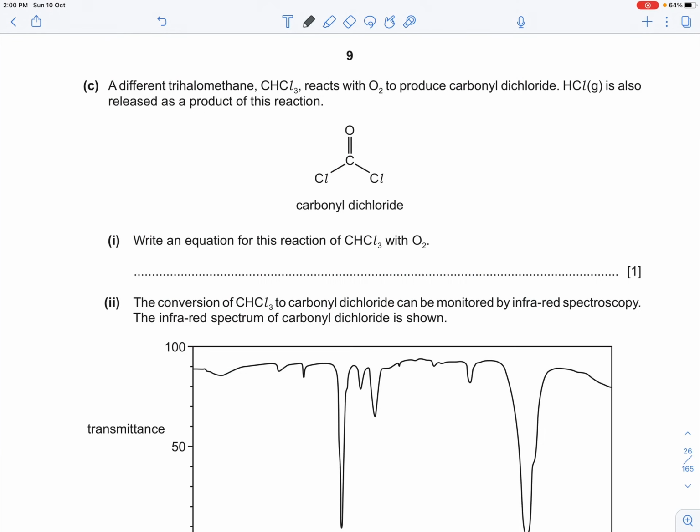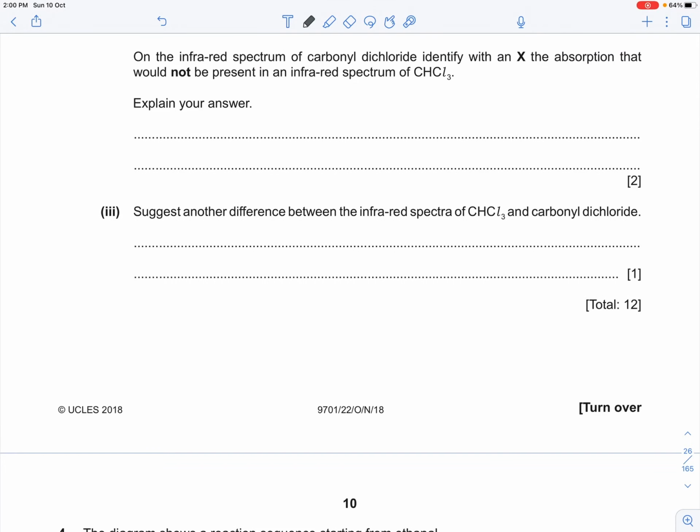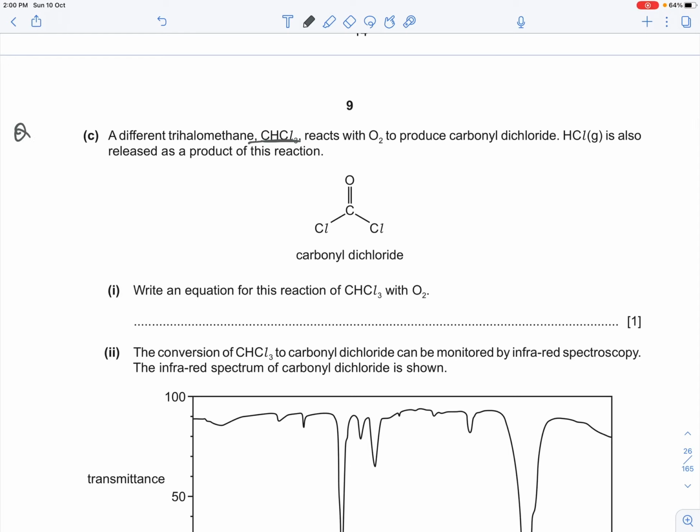Okay, so this is another question, on a different trihalomethane, CHCl3. This is from October-November 2018, paper 22, a part of question number 3. We are solving question 3C. A different trihalomethane reacts with oxygen to produce carbonyl dichloride. Trihalomethane means we have three halogen groups. So this is CHCl3, trichloromethane, which reacts with oxygen to produce carbonyl dichloride.